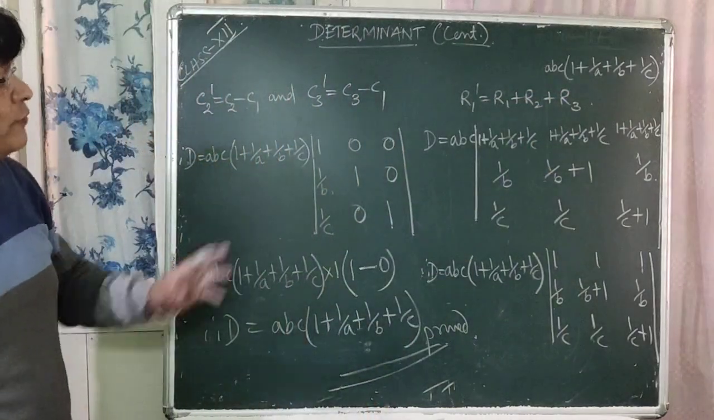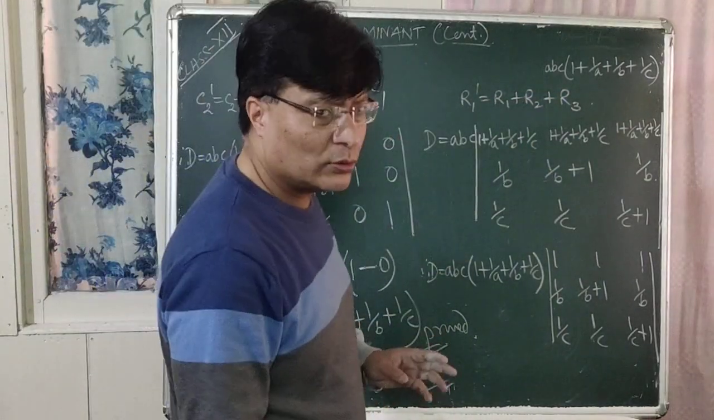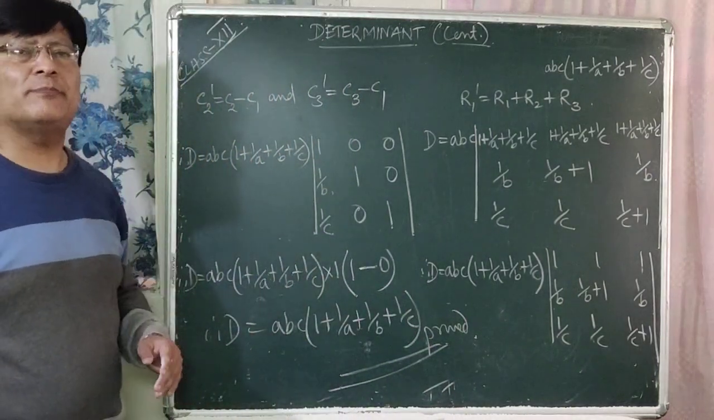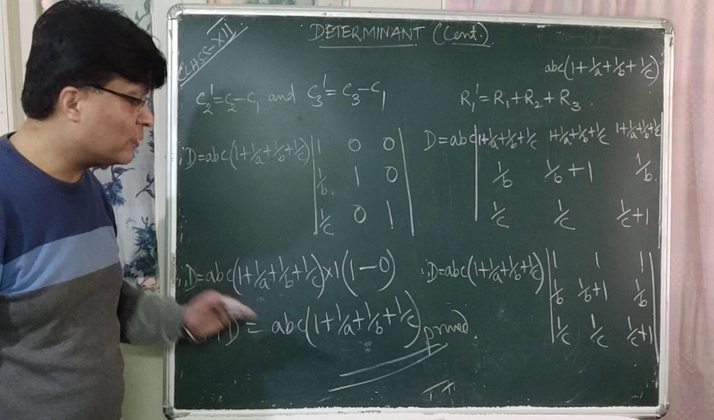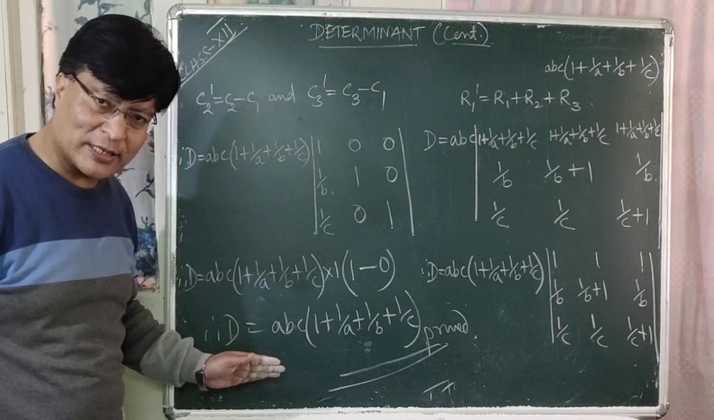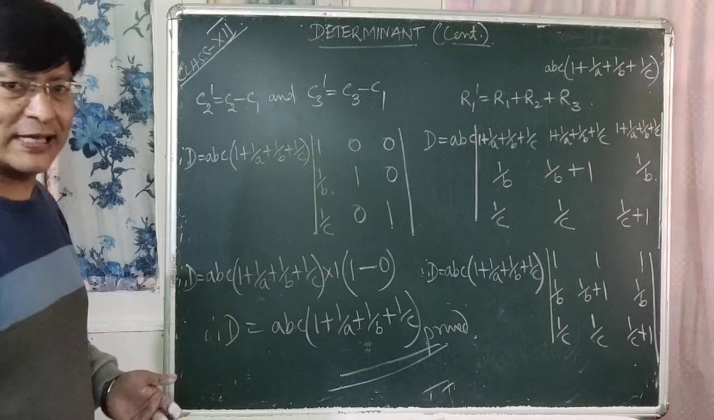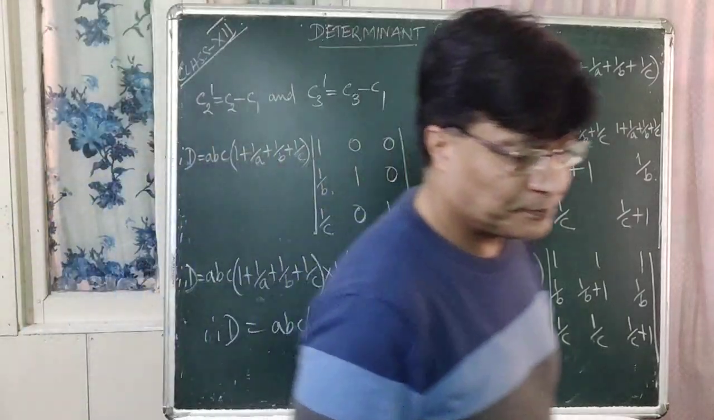That is, we have to prove ABC into within bracket 1 plus 1 upon A plus 1 upon B plus 1 upon C. So we have proved it. Is it understood now? So you can copy it. Now we'll do the next question from XS question papers, right?